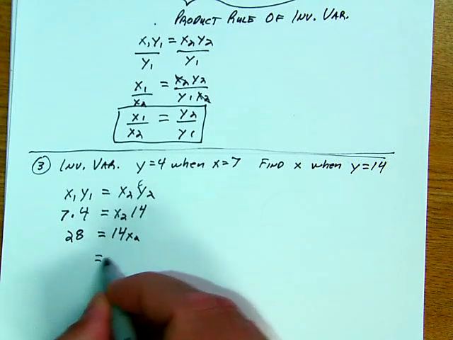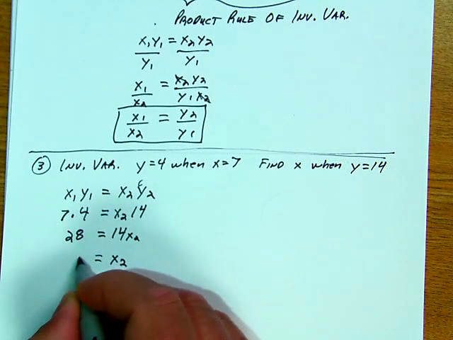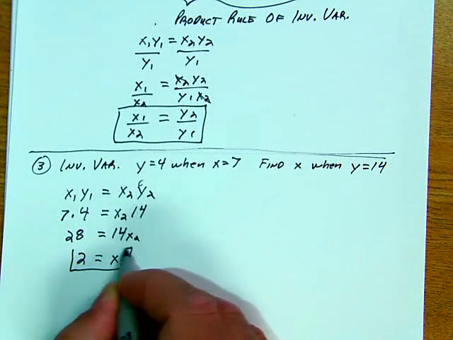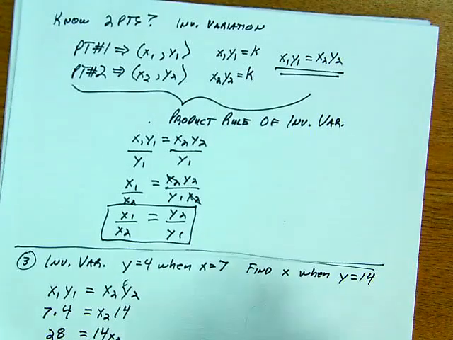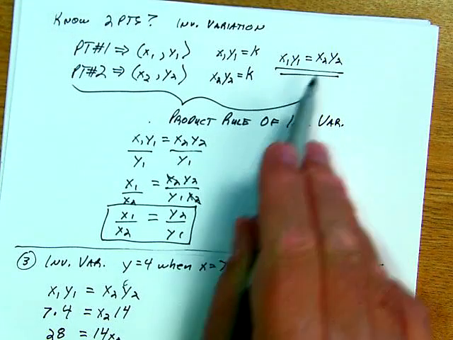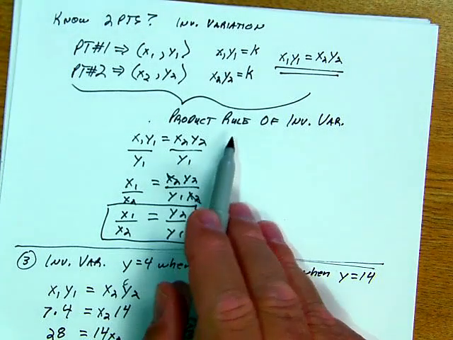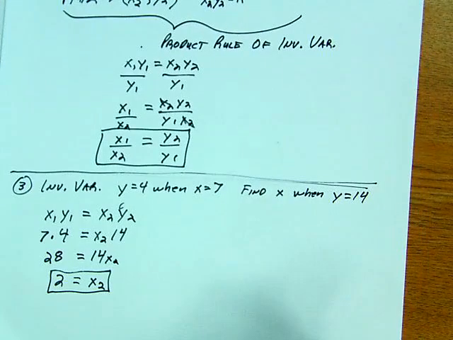Divide both sides by 14, and we see that x2 is the value 2. Now that we did using the product rule, let's use the proportion that's based off the product rule and solve the same problem.